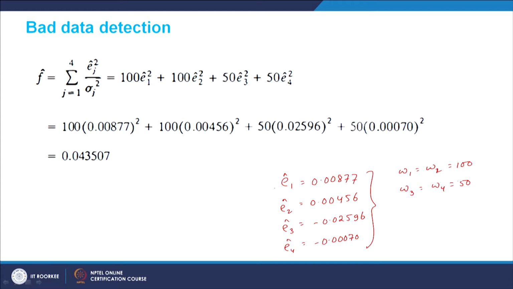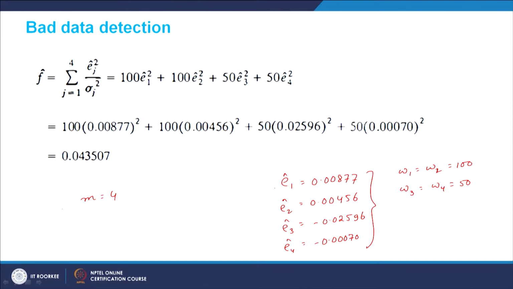So, when I utilize these values, this is the value of f hat. So, it is 100 E1 hat square plus 100 E2 hat square plus 50 E3 hat square plus 50 E4 hat square, and if we substitute these values, we get these values. Now, in our example, the total number of measurements was 4, because there are 4 meters, 2 ammeters and 2 voltmeters, and my total number of states was 2.